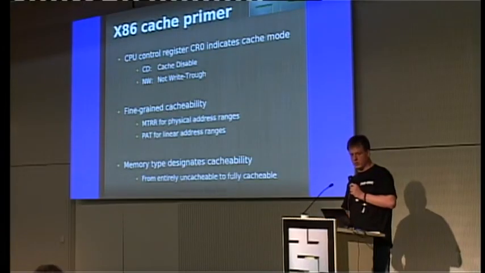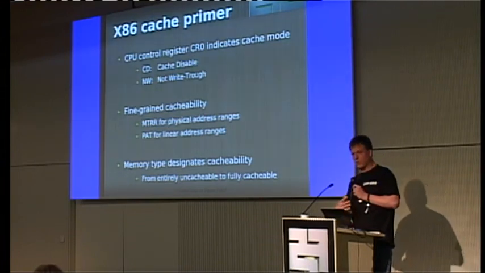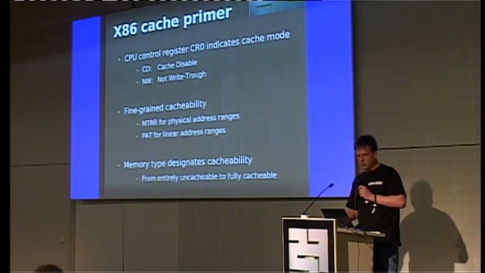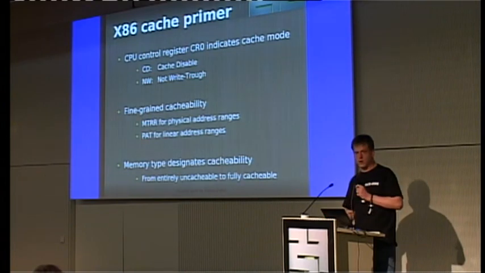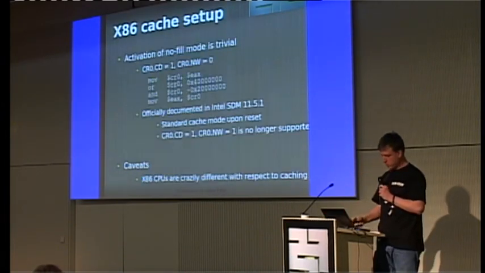And then there are different types of memory with respect to cacheability. These range from entirely uncacheable, meaning any changes to it will immediately get propagated down to memory, to something like fully cacheable, in terms of it can be held as long as possible in the cache, and whenever there's a need to push it out into RAM, it'll be done.